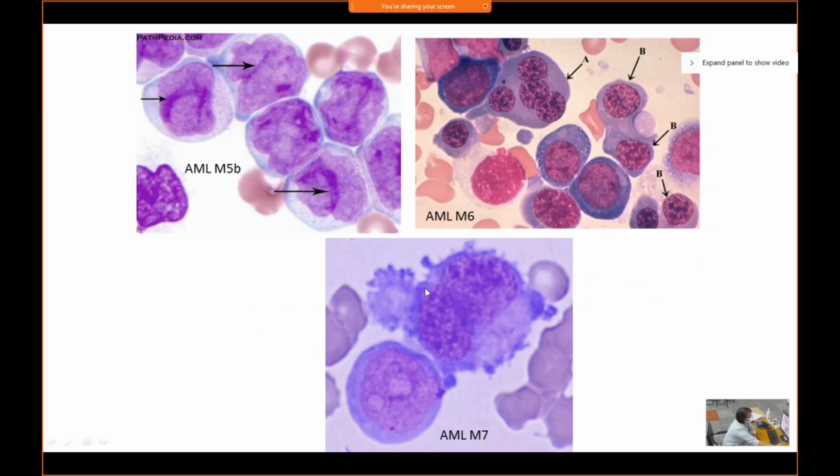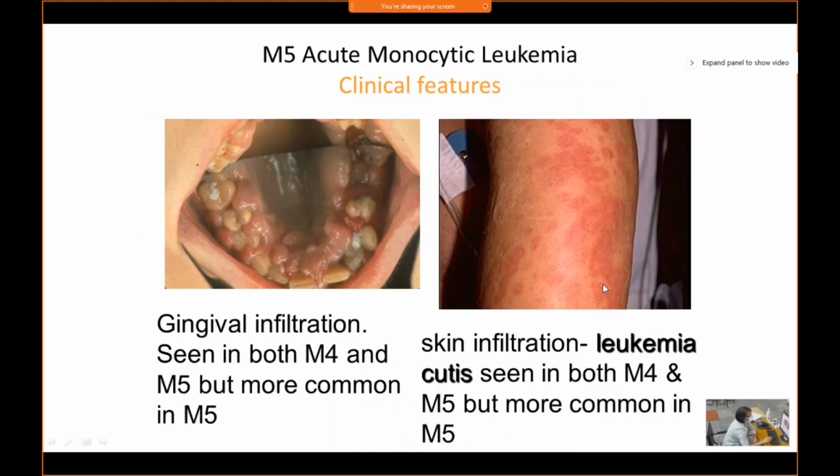So this is what I was saying, in AML, M5, these are all monoblasts. This is M6, that means these are erythroblasts, and this is M7, which are megakaryoblasts. So all of them are acute myeloid leukemia, but they have a very different morphology because the cell of origin is different. These are from the erythroblasts, these are from megakaryocytes, and these are from the monoblasts.